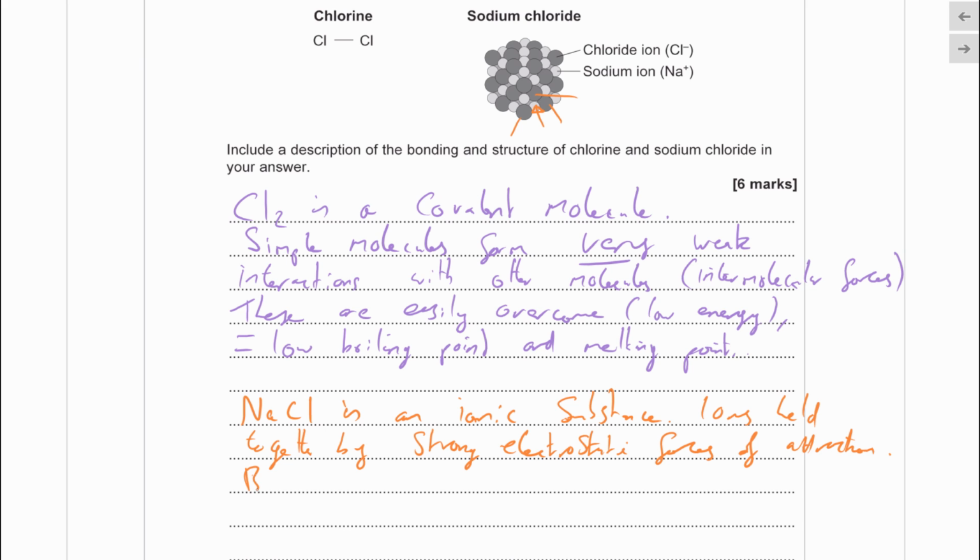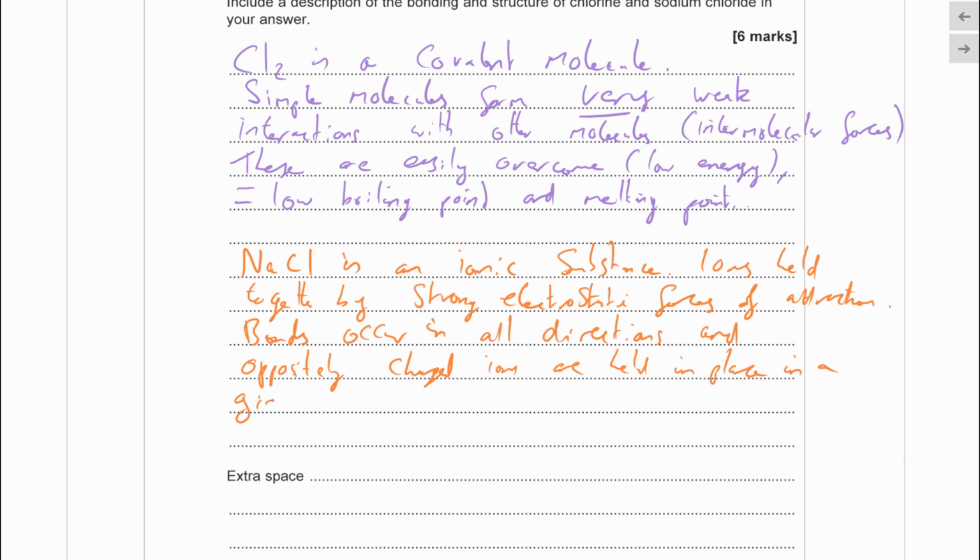So I'm going to say that bonds occur in all directions and oppositely charged ions are held in place in a giant ionic lattice. Right, that's the name for the structure, the giant ionic lattice.